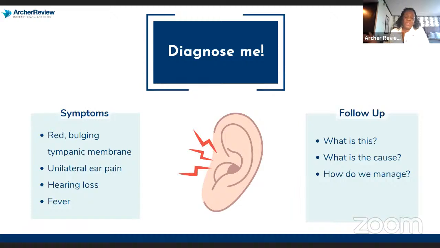So a lot of times we relate red to inflammation. The medical term for inflammation is itis. So we're looking at the ear. What would you think? So if you're thinking otitis media, you're right.